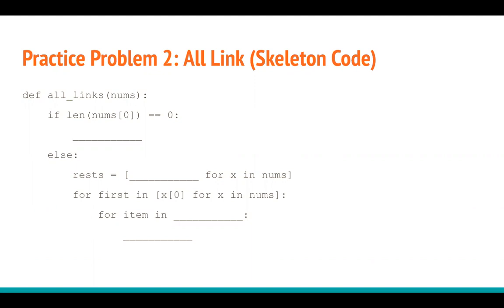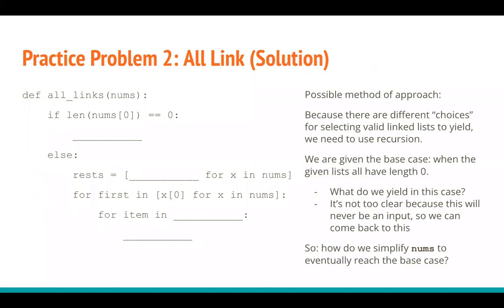Okay, so let's go over this problem. A couple things that I would notice right off the bat, and hopefully that you did too, is that because we're looking for different choices for selecting which items in which lists to yield, that's usually a pretty dead giveaway that we need to use recursion. Also because there doesn't really seem to be any way we can generate all those lists just using this one function iteratively, you should probably think we need to be using recursion.